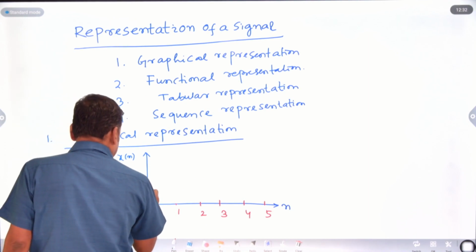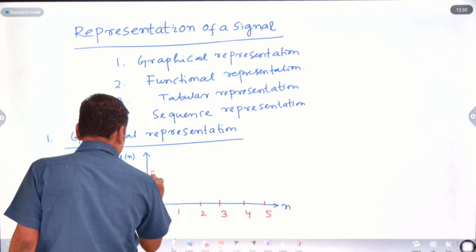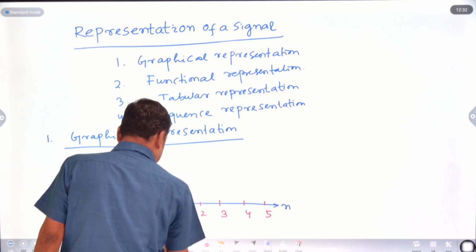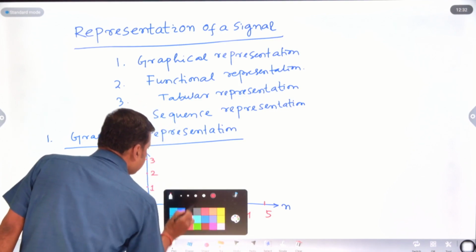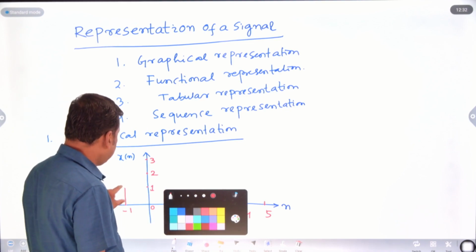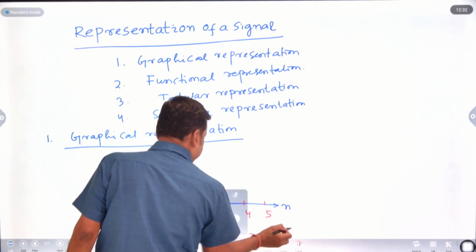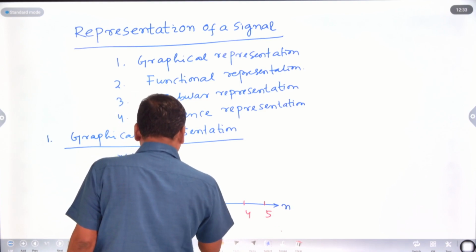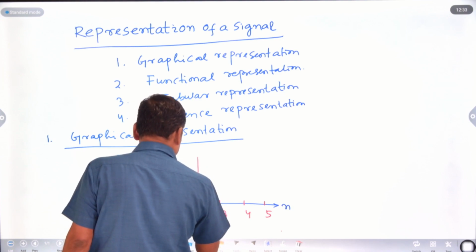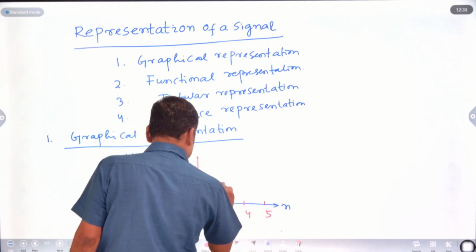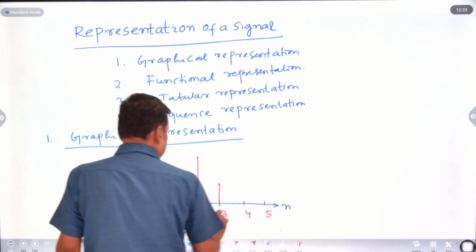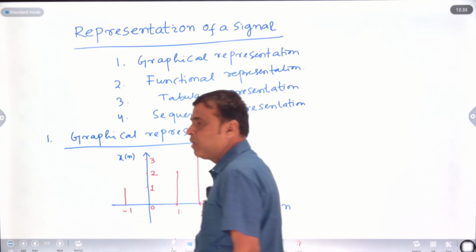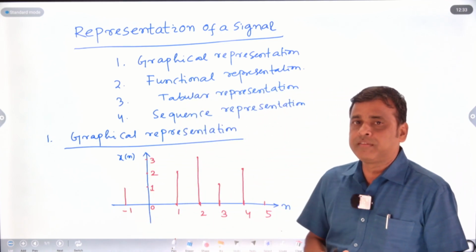Suppose this amplitude level is 1, this is 2 and this is 3. So at n equal to -1, x of n equal to 1; at n equal to 1, that is 2 here; at n equal to 2, that is 3 here; at n equal to 3, this is 1; and at n equal to 4, that is 2. So this is a graphical representation of a discrete signal.